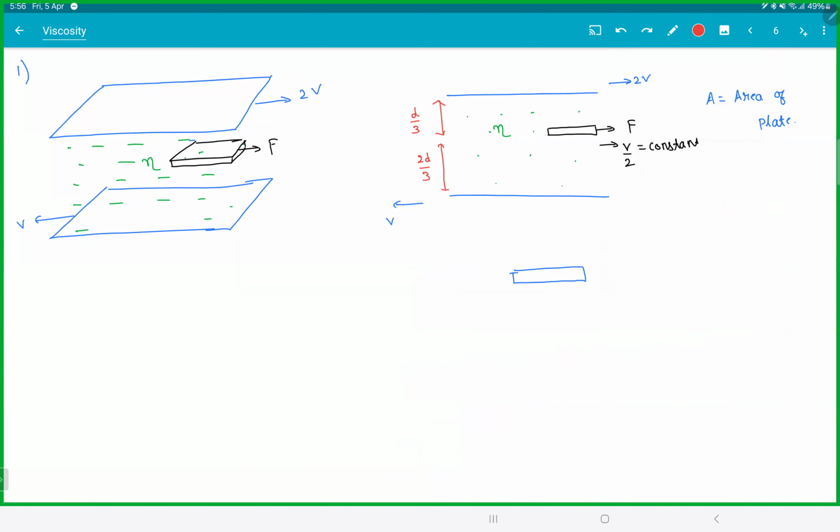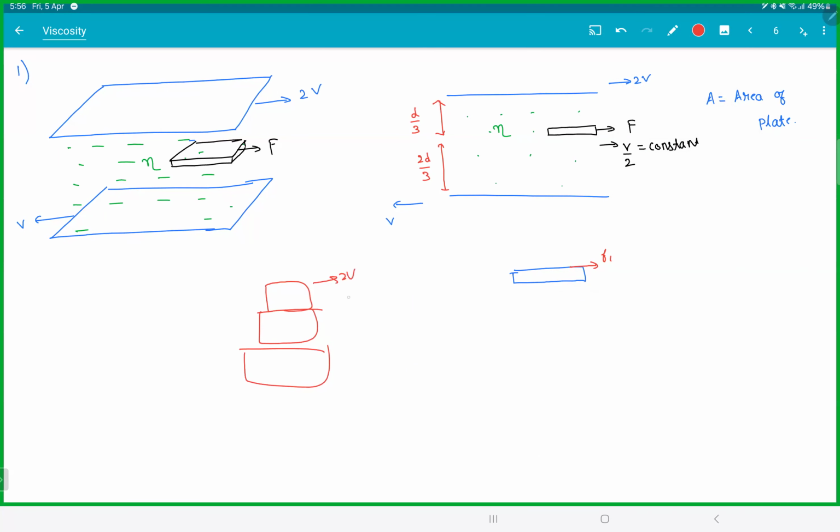Ask yourself, who is going faster, 2V or V by 2? 2V. So what should the friction do? Friction should support the plank and oppose the 2V plate, isn't it? It is relative motion. Remember, friction does not oppose velocity. It opposes relative velocity. You need to see who is going faster.